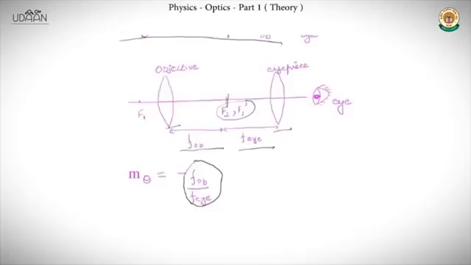So now we have reached the end of geometric optics, in which we discussed reflection. In reflection, we discussed the types of mirrors, the laws of reflection, and the choice of Cartesian sign convention, which is an important thing to remember. Also, the mirror formula was discussed.